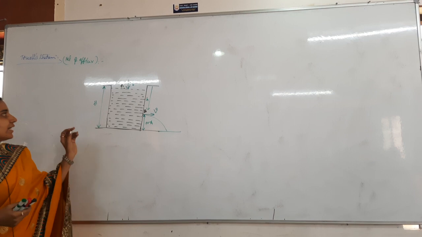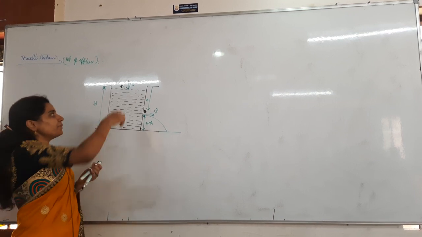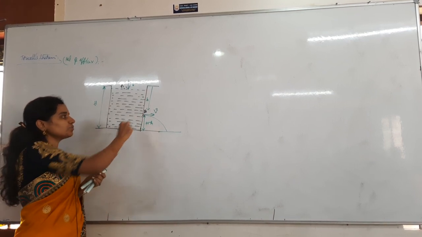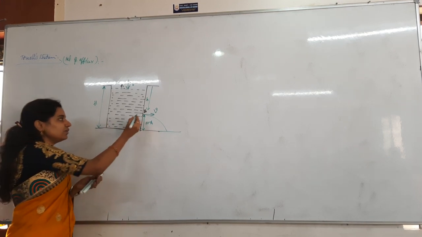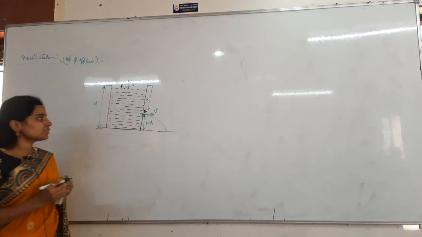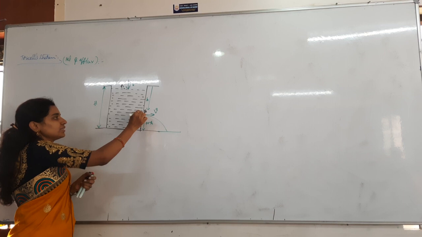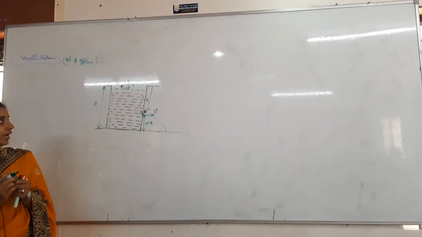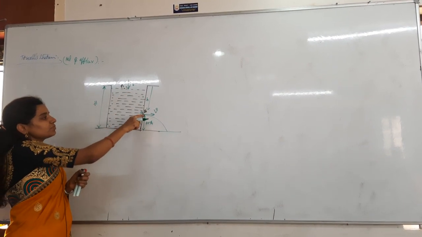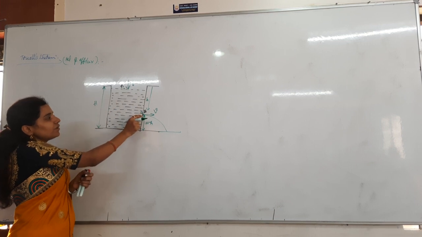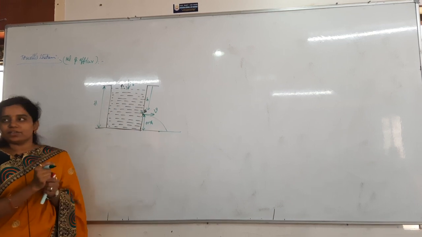Here in a container which has a bigger open area, there is a smaller orifice. Orifice, otherwise a hole. This is known as an orifice of very small area, let me take it as small a. And now at this point, whenever the water is coming out, what happens at A?